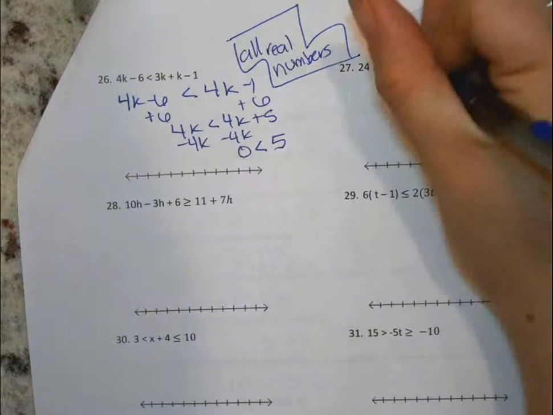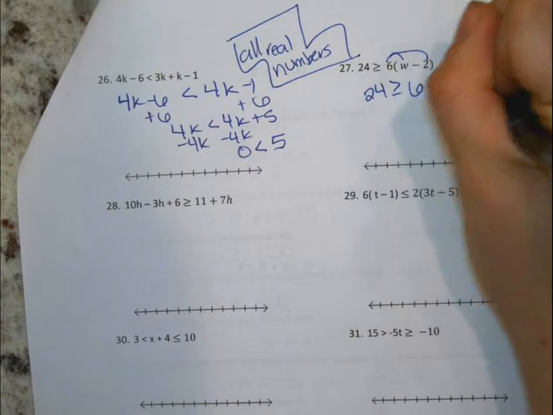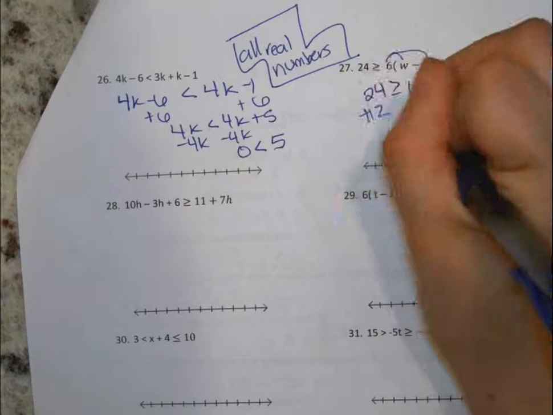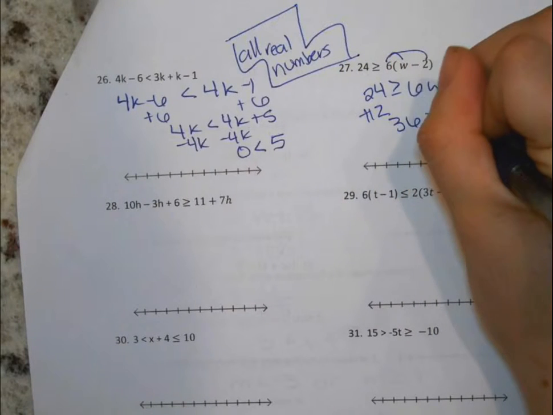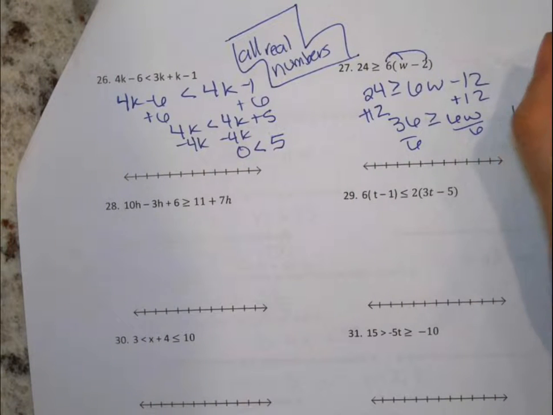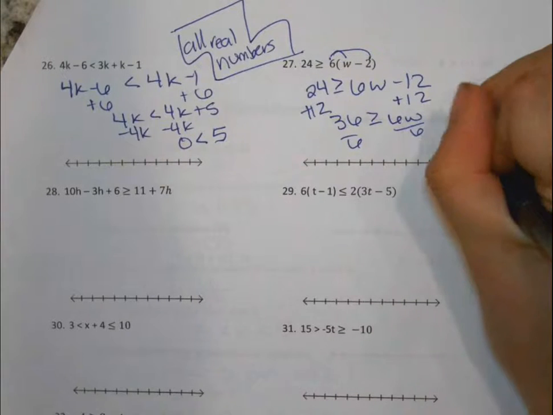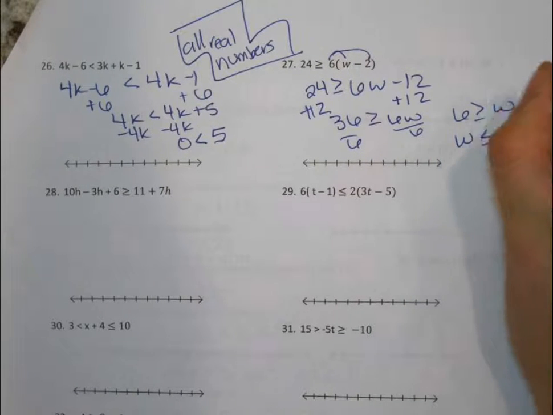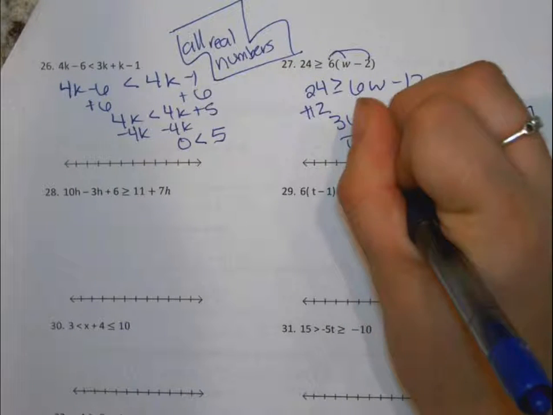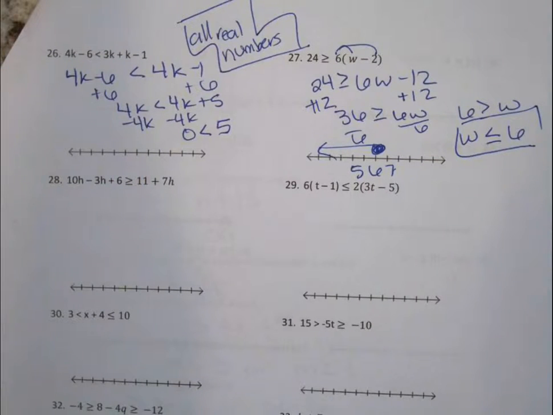On number 27, I want to distribute the 6, so I have 24 is greater than or equal to 6w minus 12. I add the 12 to both sides. I have 36 is greater than or equal to 6w. Divide by 6. 6 is greater than or equal to w. Oops. I want to rewrite it so the w is on the left. So w is less than or equal to 6. Go ahead, label, fill in the circle because it's equal to, goes to the left because it's less than.